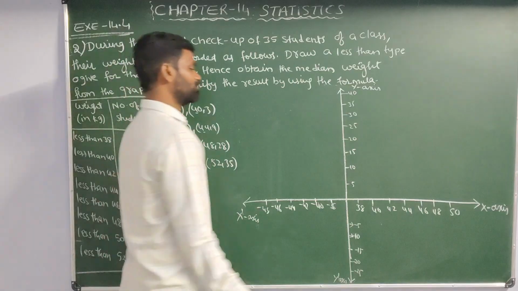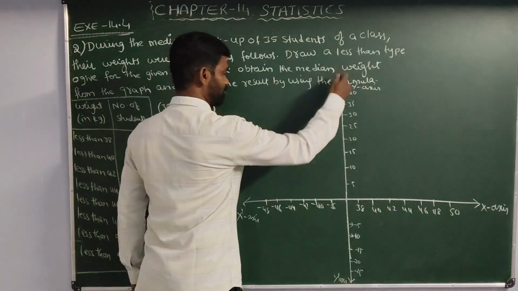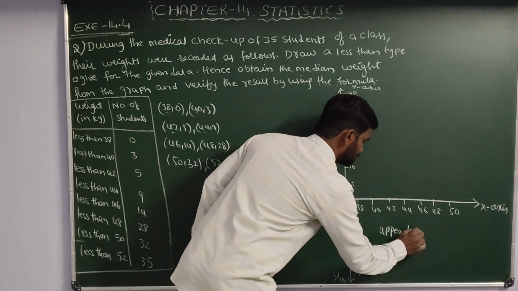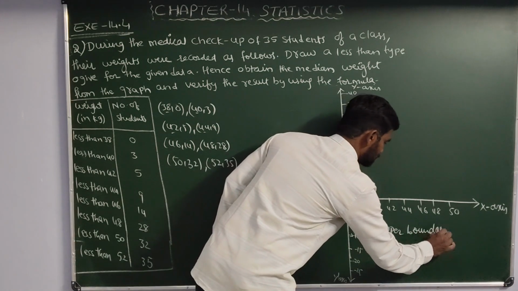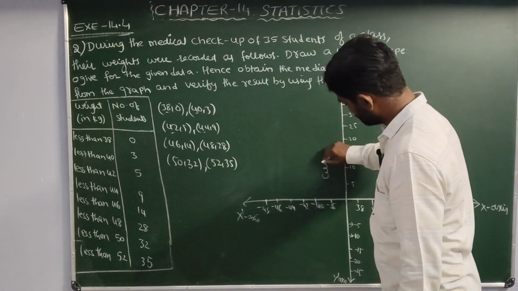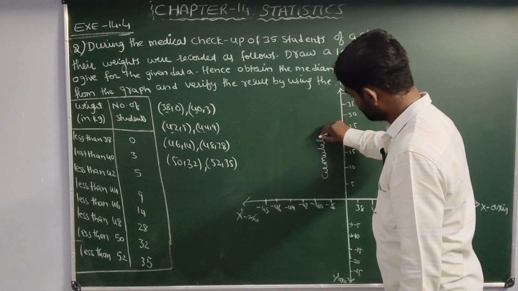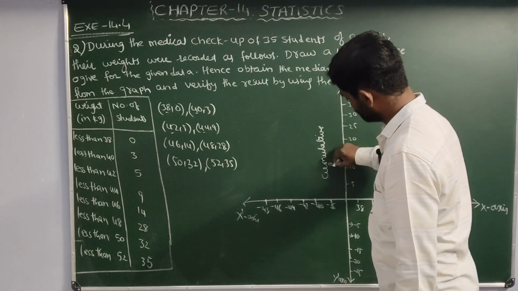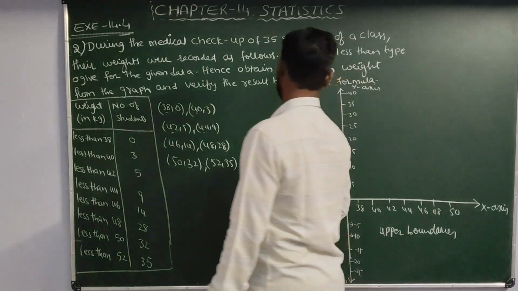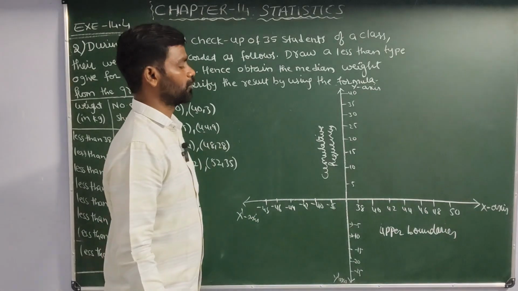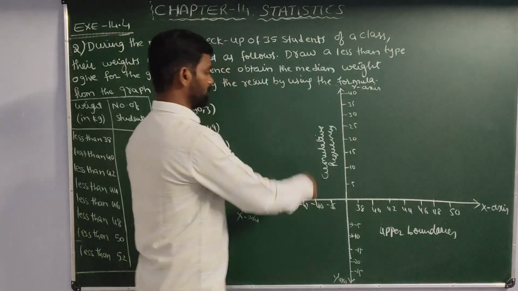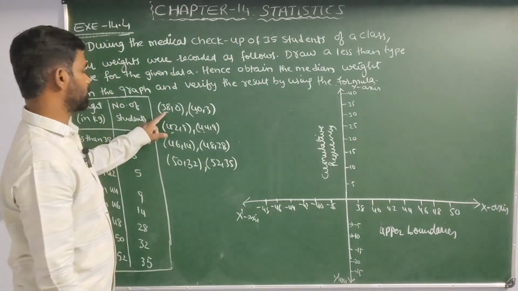Now draw the graph. X-axis, y-axis. On the x-axis, upper boundaries. On the y-axis, less than cumulative frequency. If it is greater than cumulative frequency, just write cumulative frequency. Next, on the x-axis upper boundaries, on the y-axis cumulative frequency. Let us plot these points on the graph.